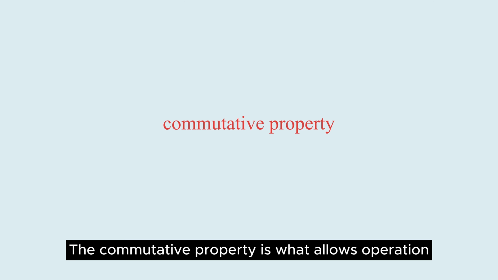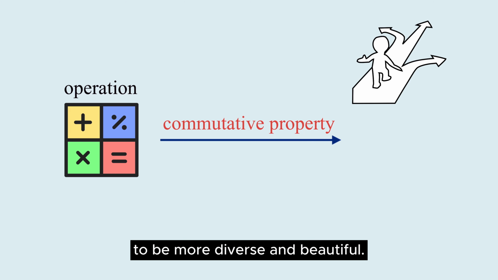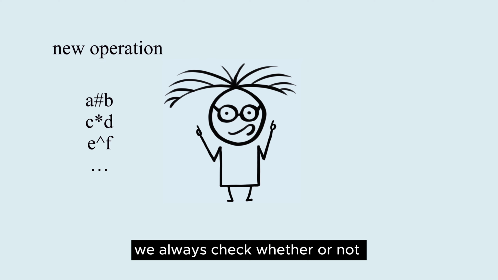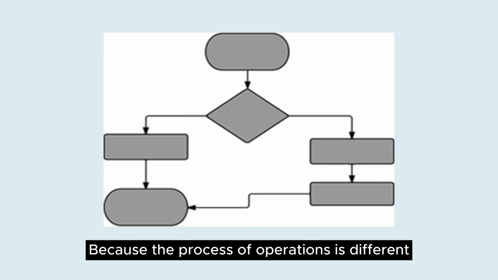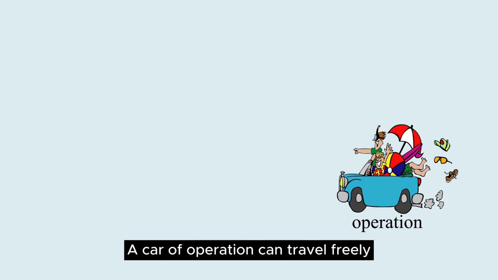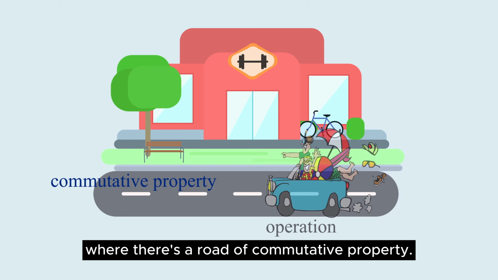The commutative property is what allows operation to be more diverse and beautiful. So, whenever we learn a new operation, we always check whether or not the commutative property holds true in that operation. Because the process of operations is different depending on whether or not it does. A car of operation can travel freely where there is a road of commutative property.